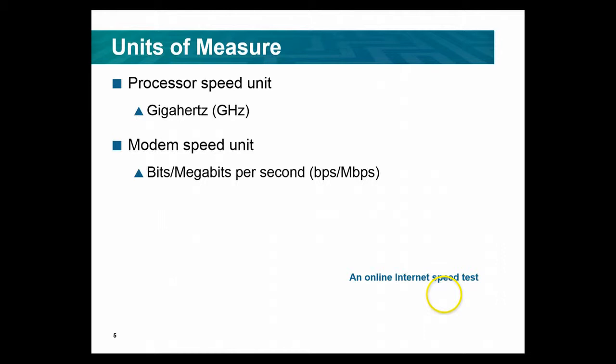Okay, a modem, such as that which you use to connect to the internet, comes in bits or megabits per second. This bit is that exact item I talked about earlier, a 1 or 0.